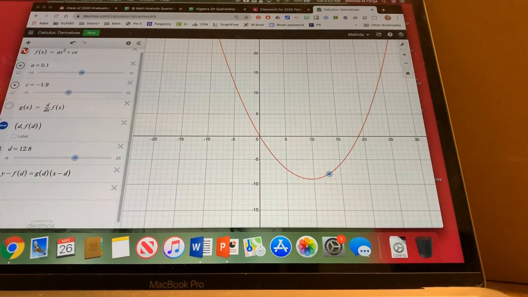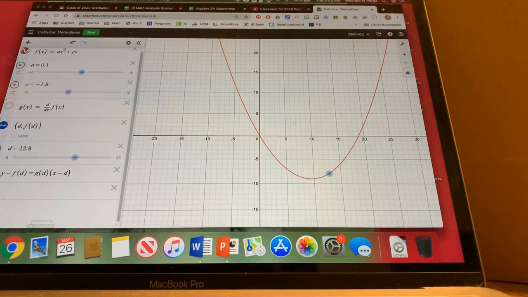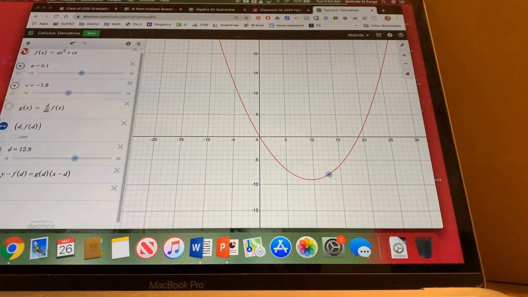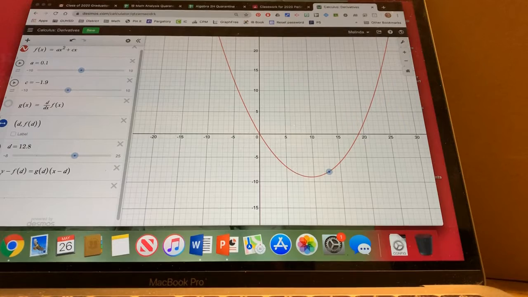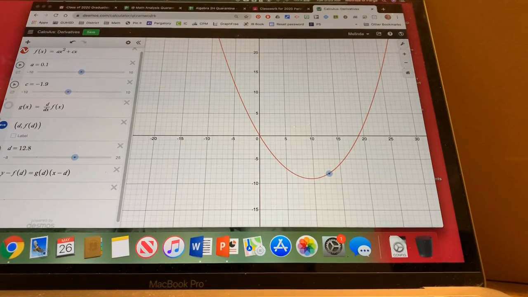Okay, so today you guys are going to learn how to find the equation of a tangent line to a curve. And in order to do this, you're going to have to be able to find the derivative, which is why you've been learning to find it.